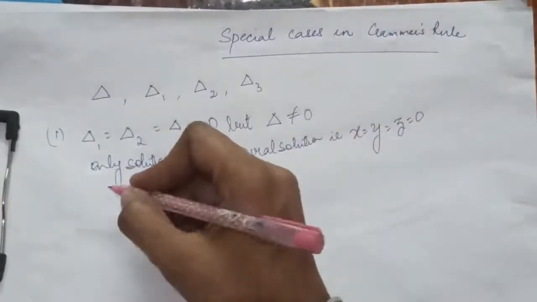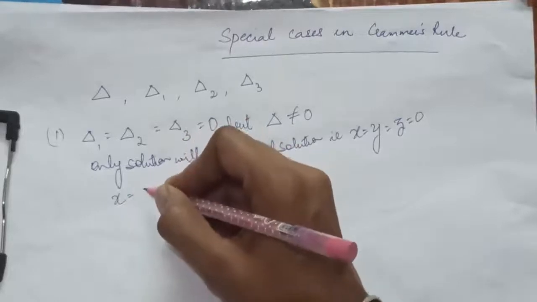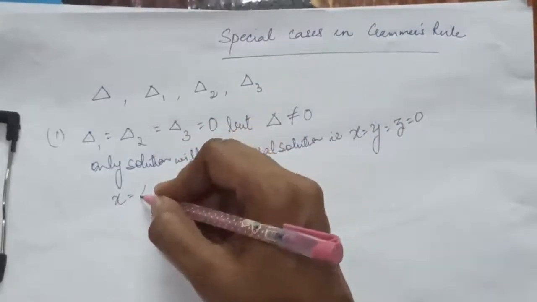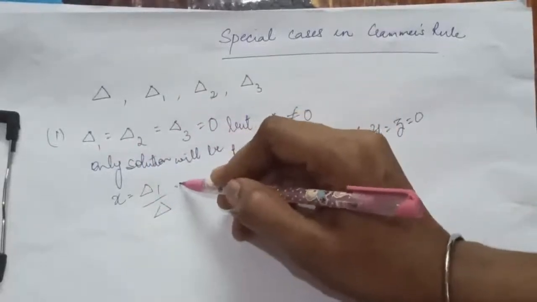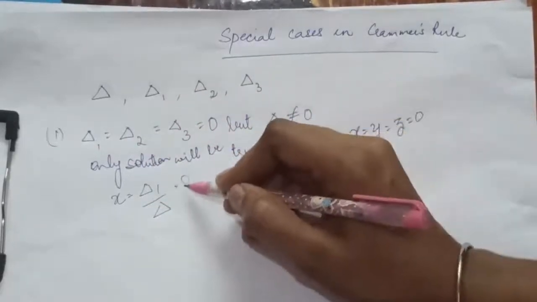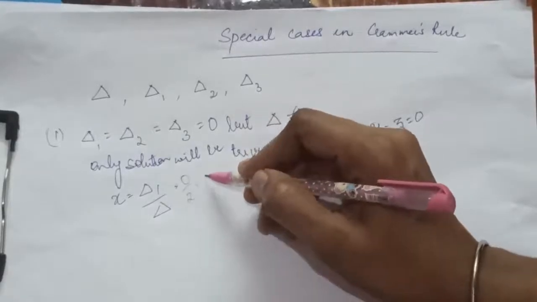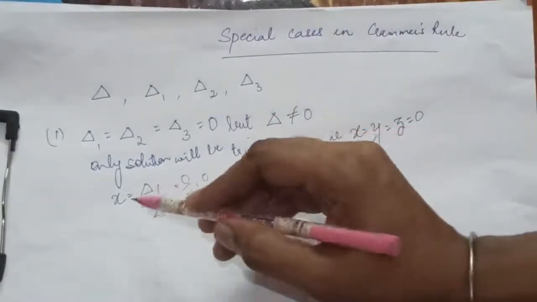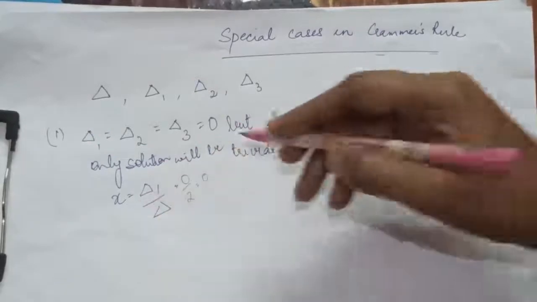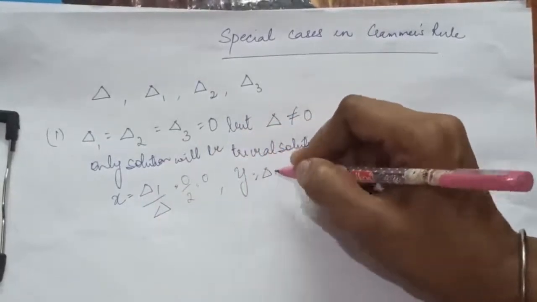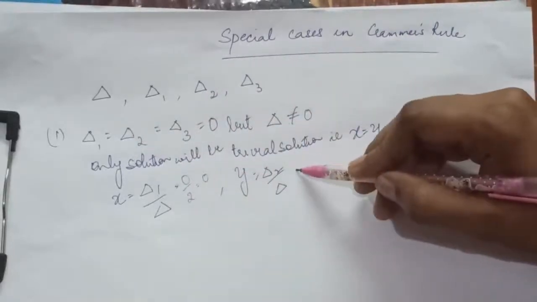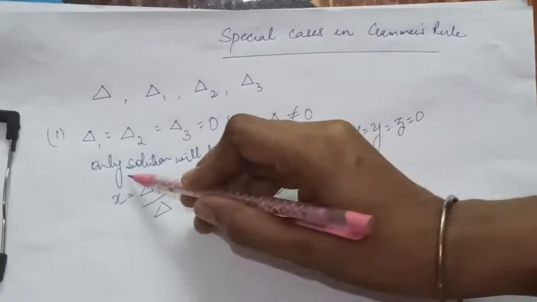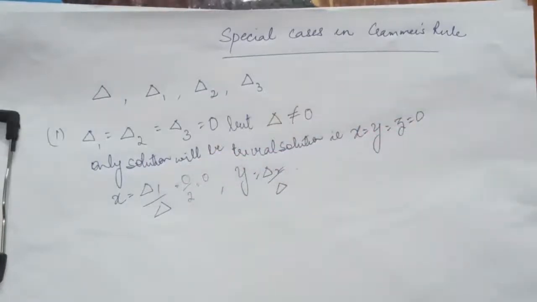Trivial solution stands for x, y and z all being equal to 0. How is this possible? If you remember, for Cramer's rule the formula for x is delta 1 by delta. Now we are saying delta 1 comes out to be 0 and delta is non-zero. For example, 0 by 2, of course, it will be 0 only. In the same way, the formula of y is delta 2 by delta. If delta 2 is 0, it will again be 0. Z will also be 0. So the only solution will be the trivial solution, that is x, y, z all coming out to be 0.